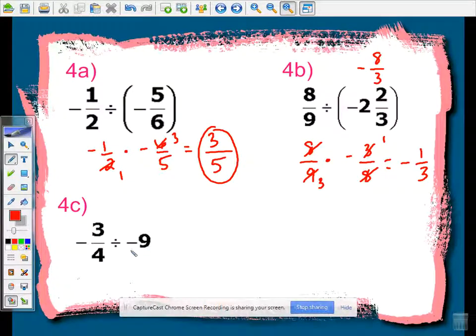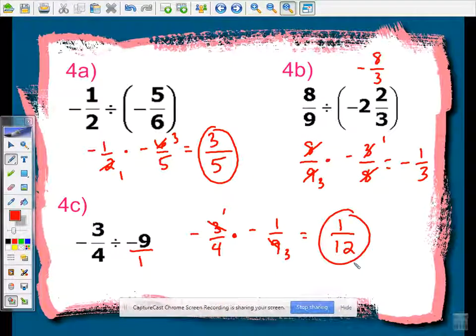Last but not least, we need to make that into a fraction to see the reciprocal easy. I'd have negative 3/4 times, now I'm going to have negative 1/9. 3 goes into this 3 times. I have a negative times a negative. Same signs, answer is positive. 1 times 1 is 1. 4 times 3 is 12.